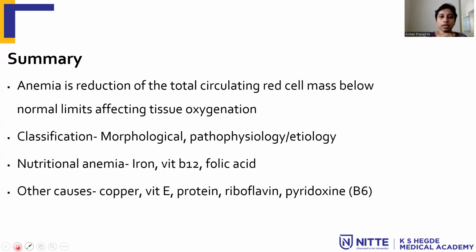So what is nutritional anemia? The most common causes for nutritional anemia are iron, vitamin B12, and folic acid deficiency. Other causes of nutritional anemia include copper deficiency, deficiency of vitamin E, protein, riboflavin, or pyridoxine.